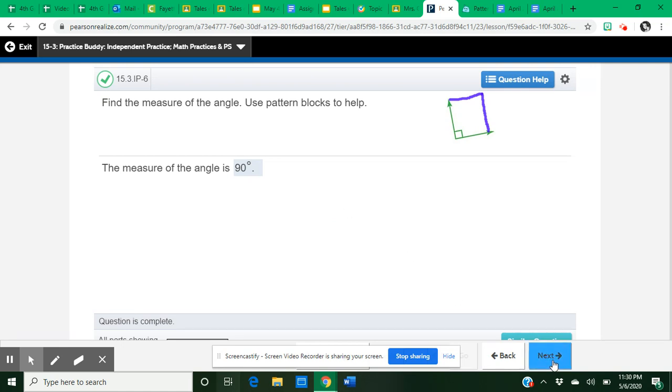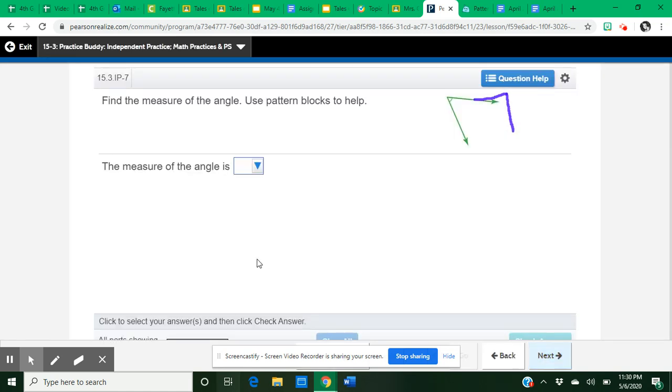Maybe it's thinking. All right. So now we want to find the measure of the angle, and it should have erased for me, but it didn't. So let's get that out of our way. Okay, so find the measure of the angle. We're going to use our pattern blocks again to help. Looking at this little angle here, is that more or less than 90? When we just looked at, is it more or less than a square?